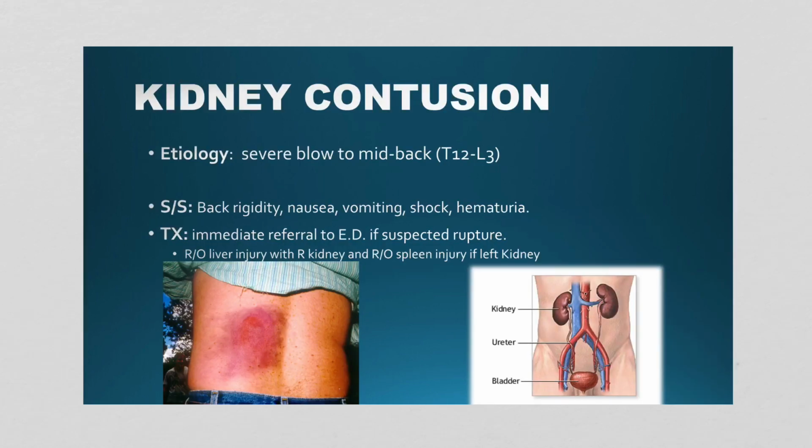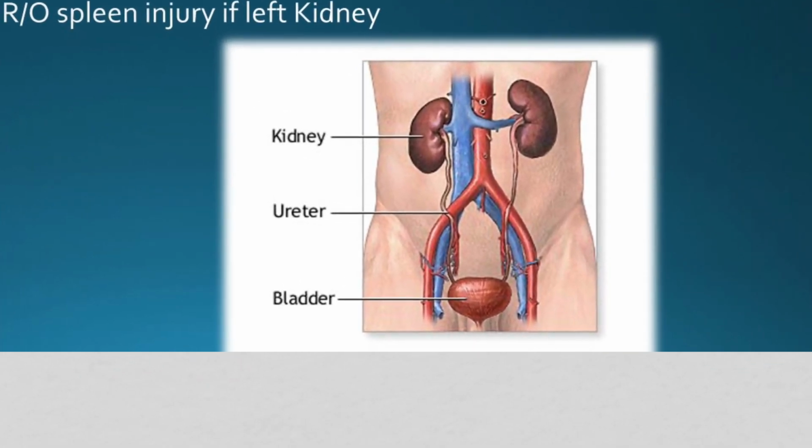The next common pathology that we see oftentimes is a kidney contusion. And just as you can see in this image, I'm just going to blow this up a little bit so you can actually see it a little bit better. As you can see in this image, the right kidney is going to sit a little bit lower than the left, and most oftentimes we'll see the right kidney being injured.